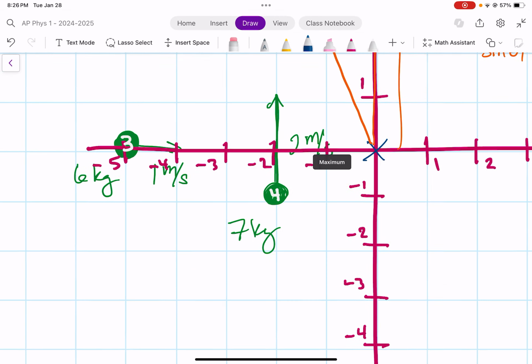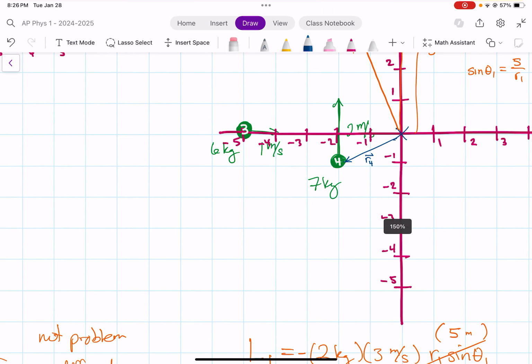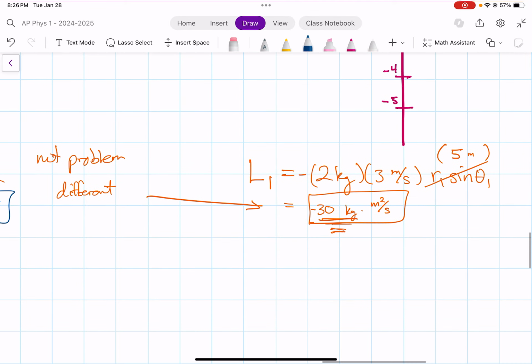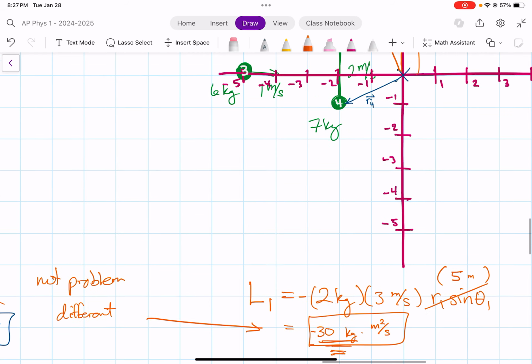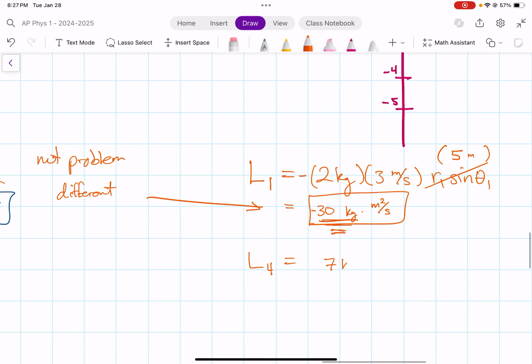Let's mosey on over here. Notice where particle 4 is in this case. All right, so here's particle 4. Let's calculate the angular momentum here according to this center. All right, so that's my new position vector. I'm moving 2 meters per second, 7 kilograms. I guess let me keep the colors the same. So this would be L4 equals 7 kilograms, 2 meters per second.